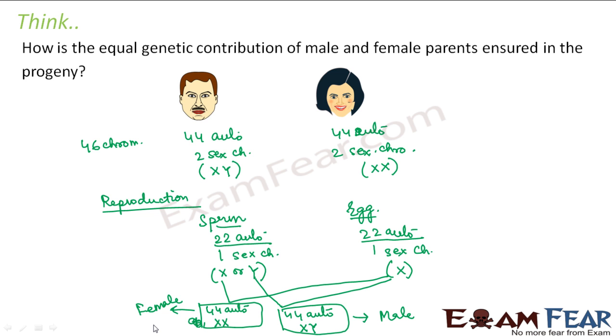So that is how we can say that there is equal genetic contribution, because the total number of chromosomes in any human being is 46. Here also the total number of chromosomes is 46, and it is contributed equally by both the parents: 23 from father and 23 from mother. Clear? Okay, so with this we will end our discussion on heredity. The next topic which we will discuss is evolution.